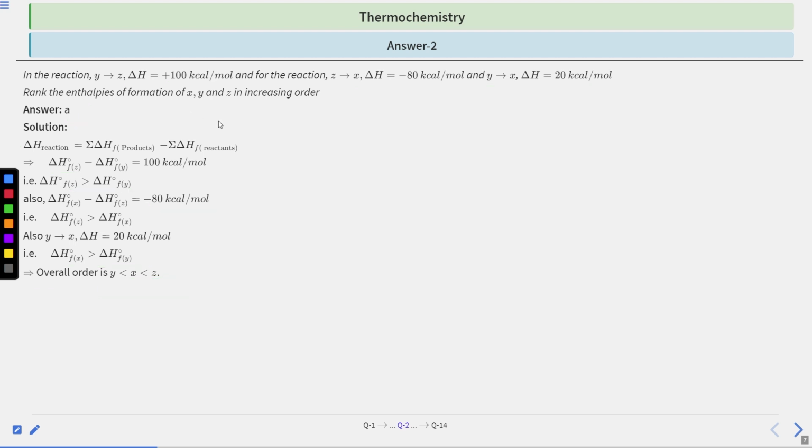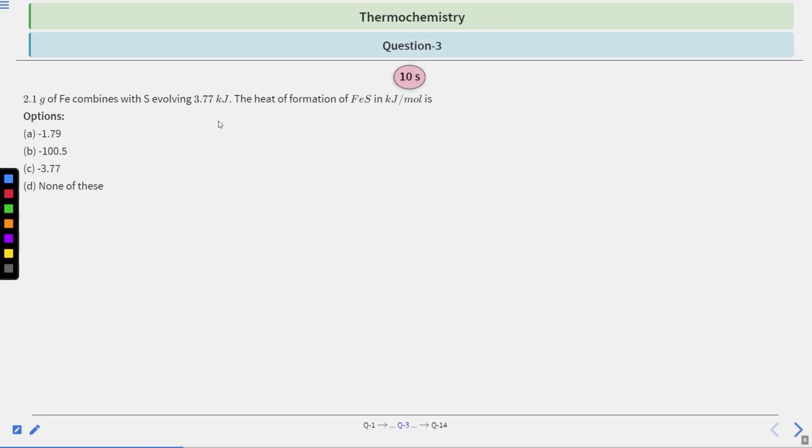Okay, let's move to question number 3. 2.1 gram of iron combines with sulfur, evolving 3.77 kilojoule. The heat of formation of ferrous sulfide in kilojoule per mole is: the options are minus 1.79, minus 100.5, minus 3.77, or none of these. So you have 10 seconds to solve this question. After that, we will see the answer.